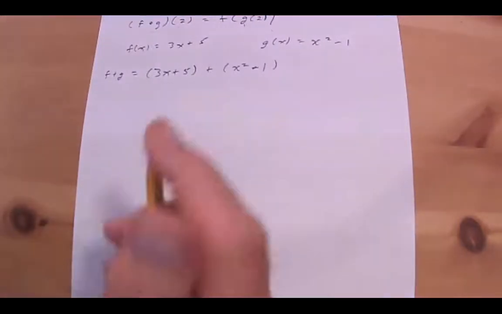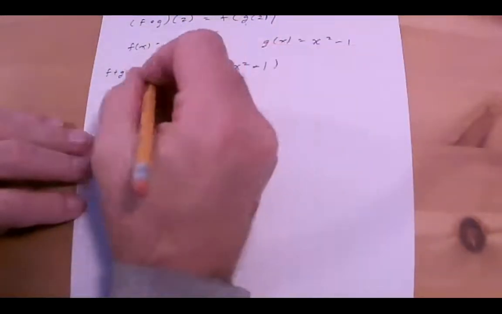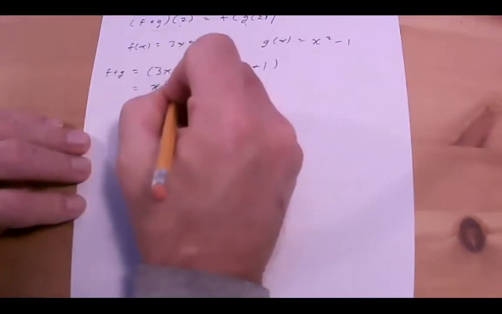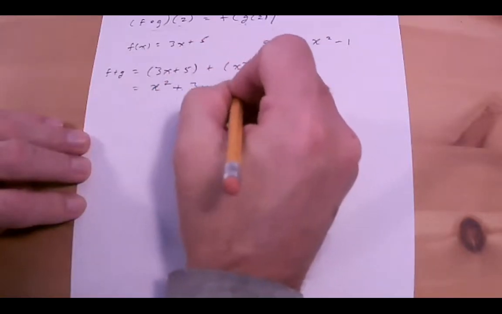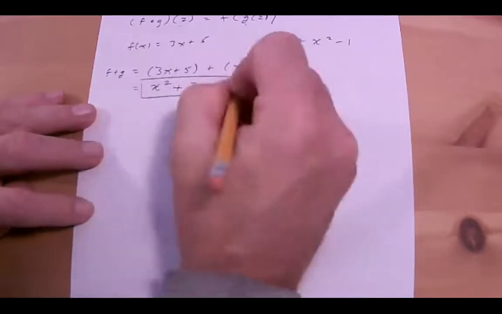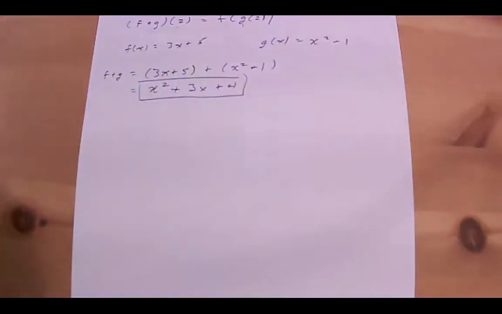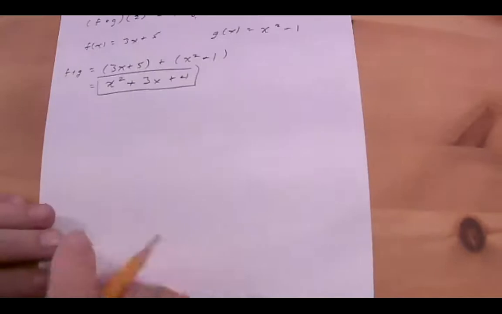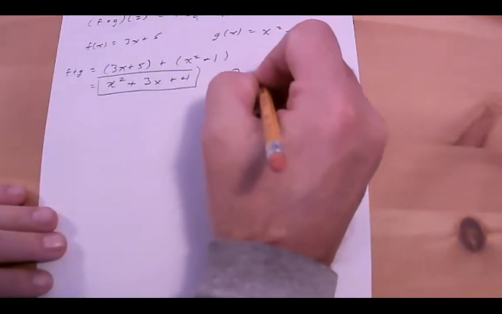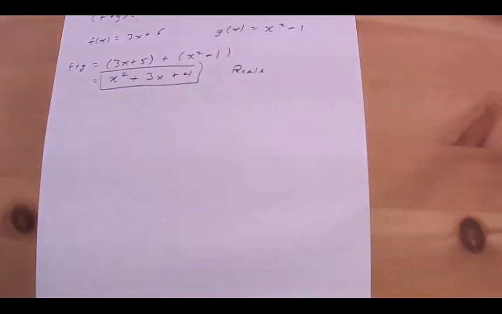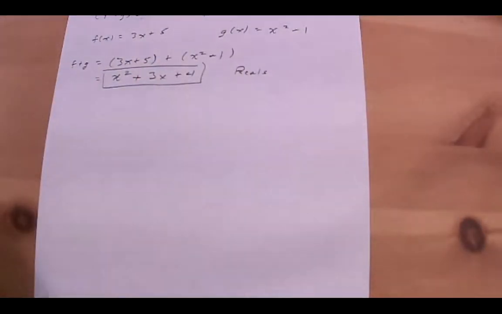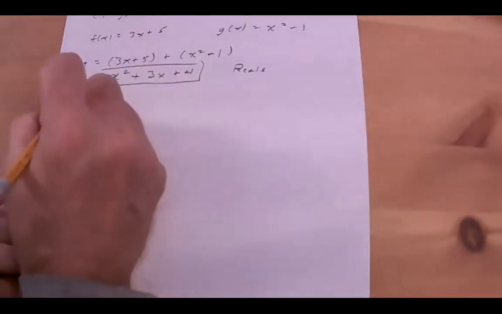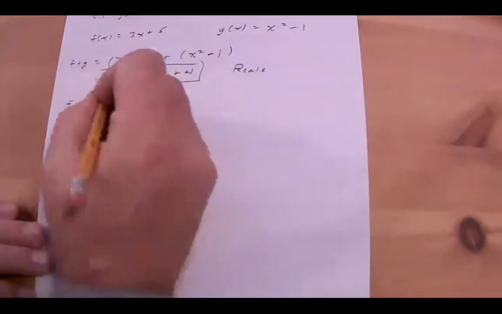Then I can take all the parentheses away and write them in descending order: x squared plus 3x, and then a couple like terms that add to plus 4, and that's the answer. The domain is the reals. There's no restriction on the domain of this function. X can be anything.